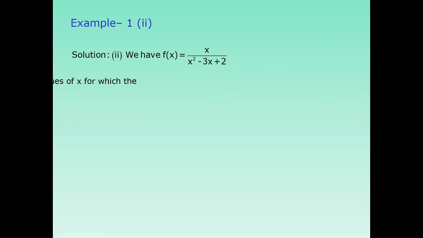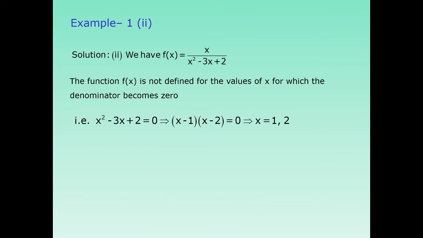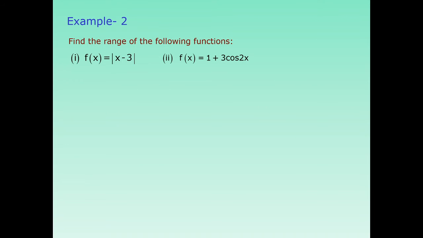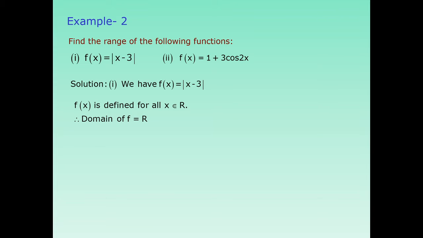For the second case, the denominator has to be non-zero. So first we find the zeros of the denominator. The domain is R except 1 and 2. Now, the modulus function is always defined for all R, and the range is that mod x should be greater than or equal to 0, that is, non-negative real numbers.